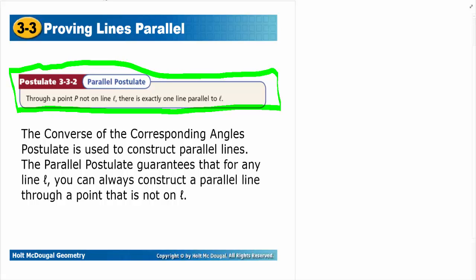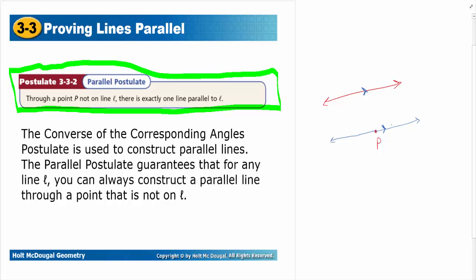So postulate 3.3.2 states, through a point P not on line L, so let's say I had line L, so point P, and this is a postulate, so it should make sense. There's exactly one line parallel to L. So if I try to draw a line parallel to L, there's only one that I can put on here. It has to be this line. There's no other line you can draw that won't touch this one. So again, this is it. And that's really all the postulate is stating. There's only one parallel line to it.